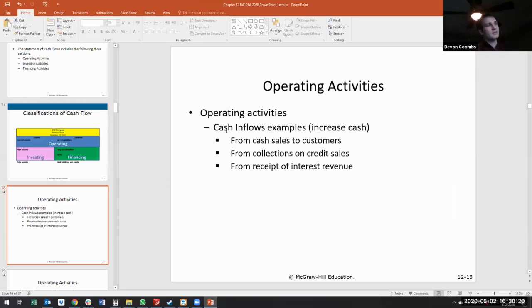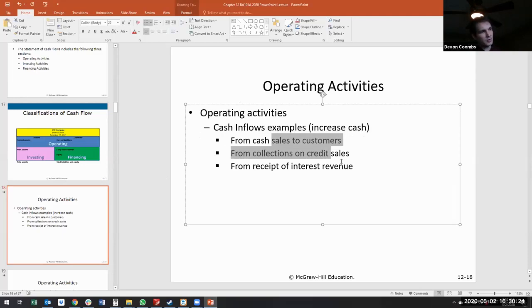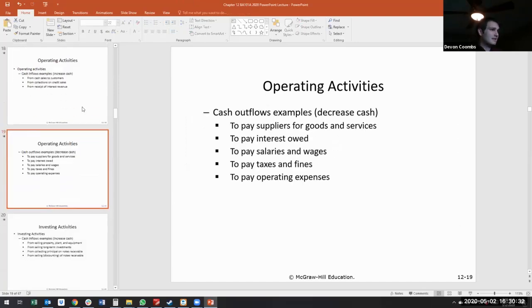So operating activities, examples: cash sales to a customer, collections on credit sales, receipts on interest revenue. All of this is short-term. All of this would be captured in our operating activities. These are inflows. Outflow examples: when we pay suppliers for goods, when we pay on interest owed, paying salaries and wages, paying taxes, or just paying general operating expenses, sales, marketing, and administrative expenses. That'd be a good example of a cash outflow for operating activities.